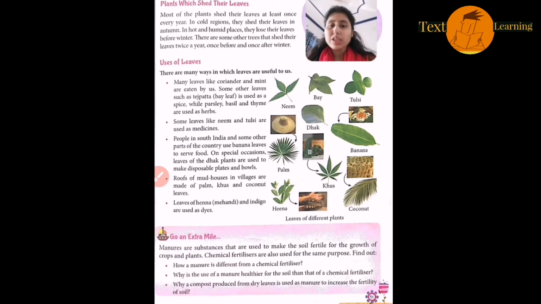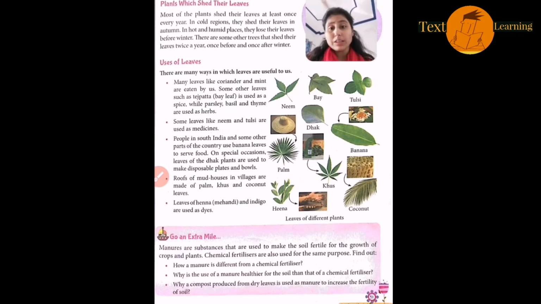Now let's talk about the uses of leaves. There are many ways in which leaves are useful to us. First, many leaves like coriander, mint and spinach are leaves that we use as food. We eat them as food. So many leaves like coriander and mint are eaten by us.